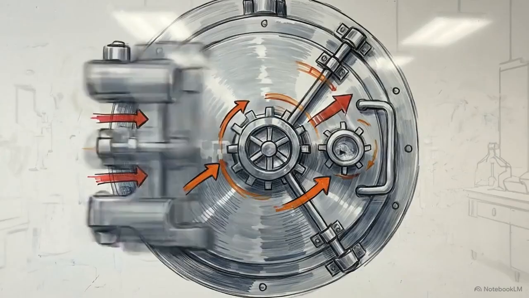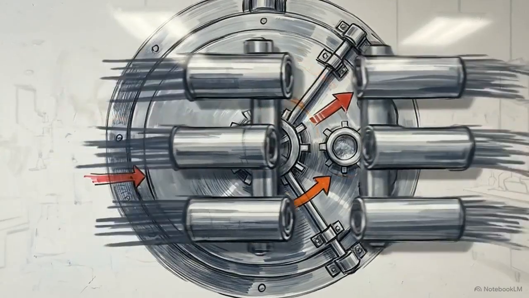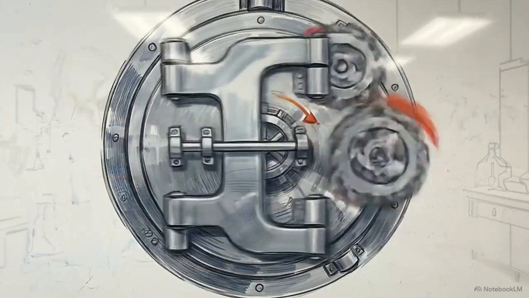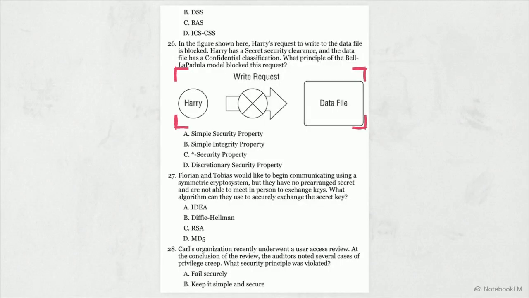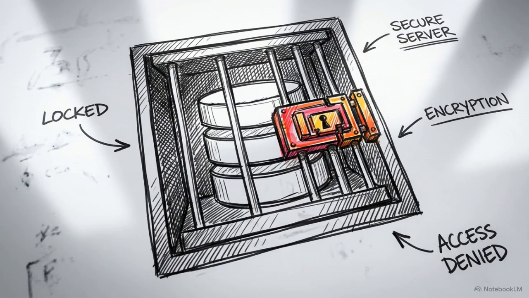We start with Bell-LaPadula. This is the foundational architecture designed specifically to enforce confidentiality and prevent data leaks. This diagram shows a system state, user Harry attempting an action on a data file. Harry holds a secret clearance, while the file sits below at the confidential tier. Harry attempts a write request, and the system actively blocks the action. The logic behind this block is strict containment.